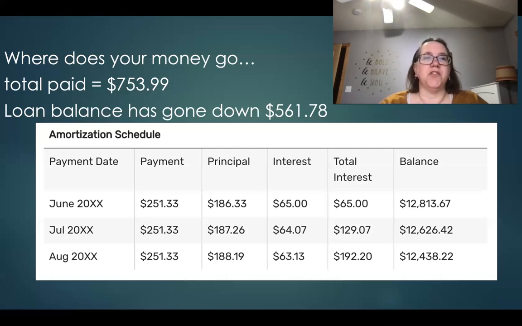Then the next month in July, they figure out, okay, how much interest do you owe on that balance? And you can see the interest that month is $64.07. So they take that off your payment, whatever's left goes towards the balance. And then they keep doing that.